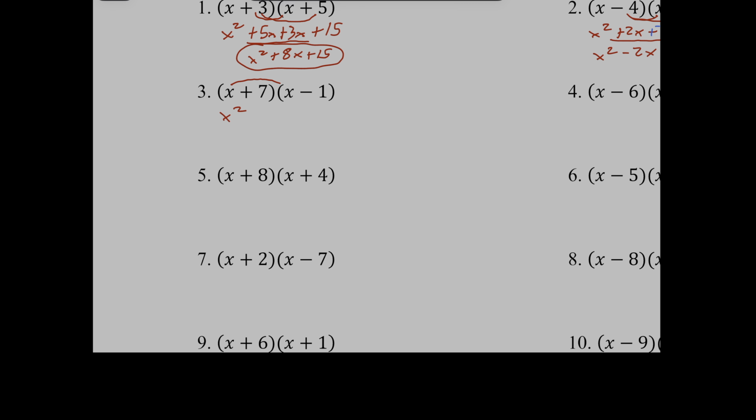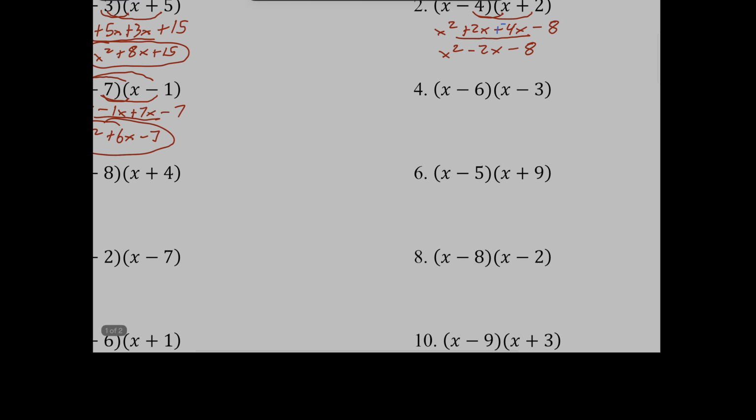Let's do a few more long ones. Outer, negative 1x. I'm going to write the 1 here. I don't need to, but I'm going to. And then I have a plus 7x. And lastly, I have a minus 7. When I put these together, x squared plus 6x minus 7. Okay? I always have those middle terms to add together.